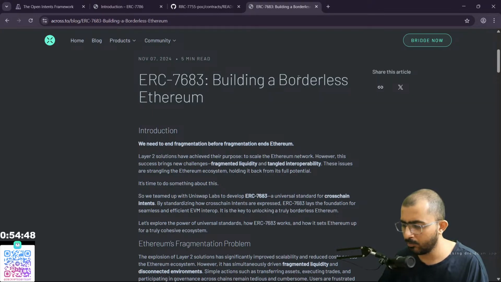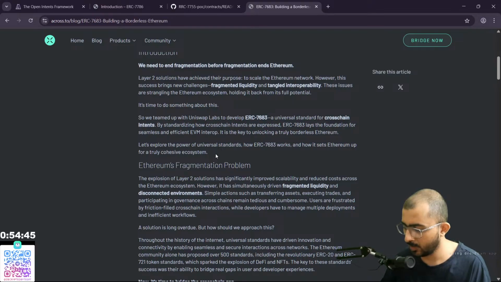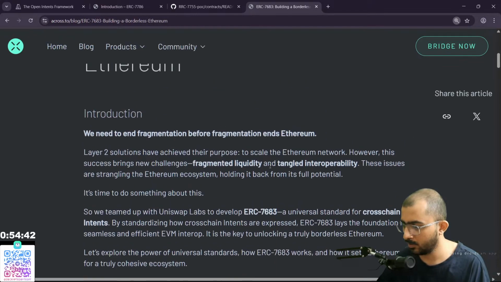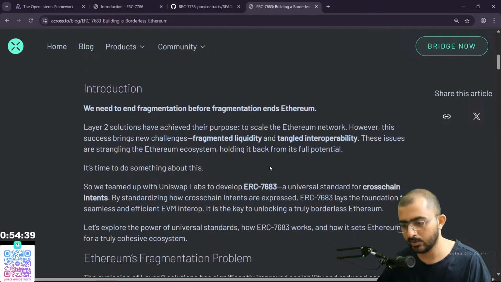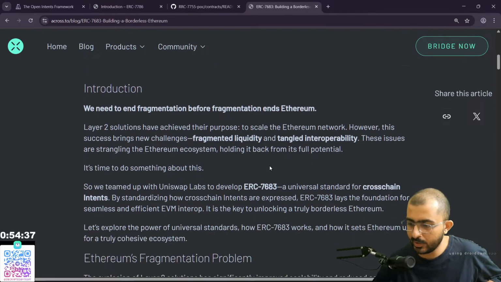Okay, building borderless Ethereum. Let me zoom in. Introduction: we need to end fragmentation before fragmentation ends Ethereum. Layer 2 solutions have achieved their purpose to scale the Ethereum network. However, this success brings new challenges: fragmented liquidity and tangled interoperability. These issues are strangling the Ethereum ecosystem, holding it back from its full potential.